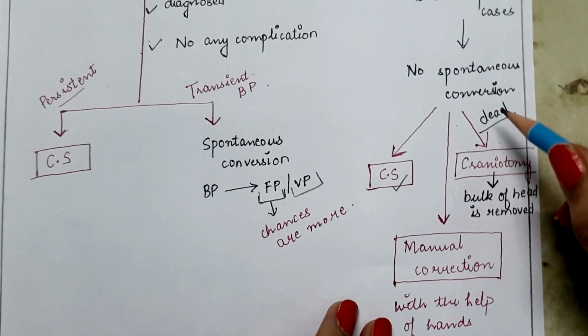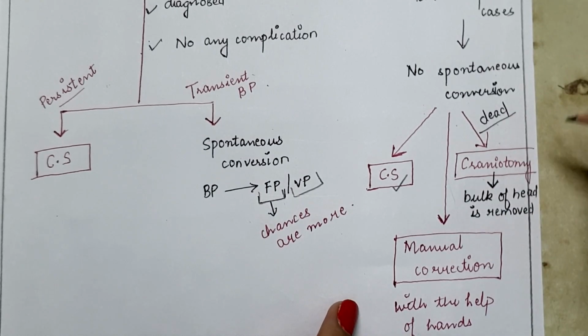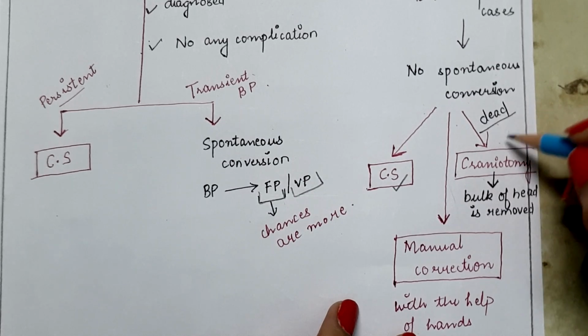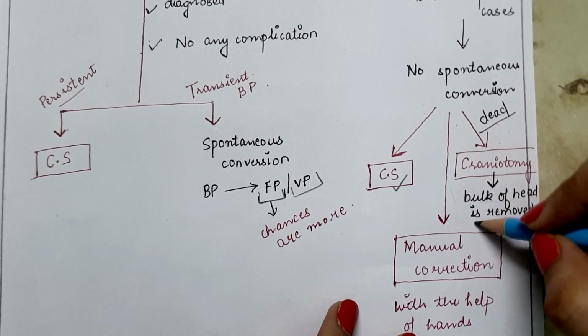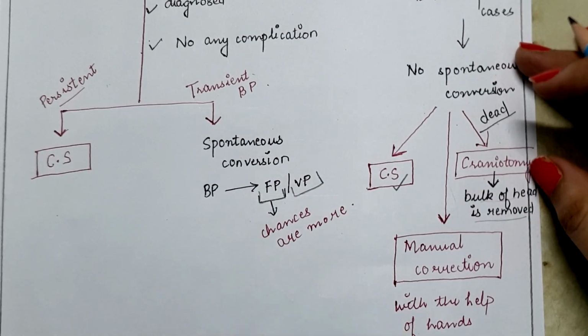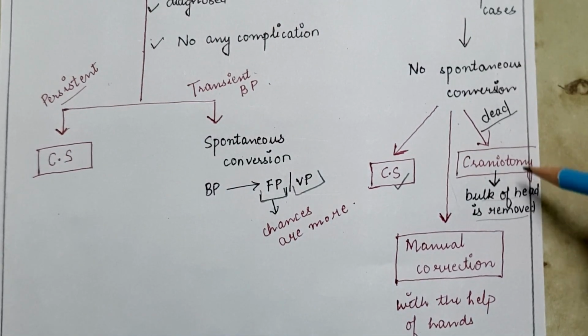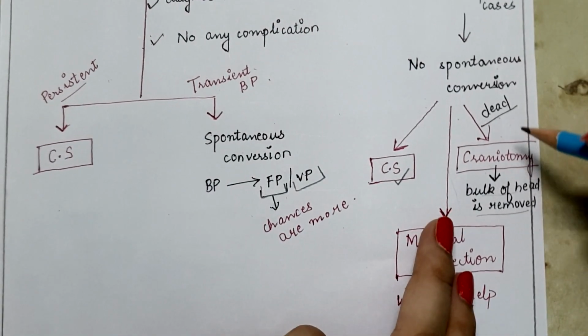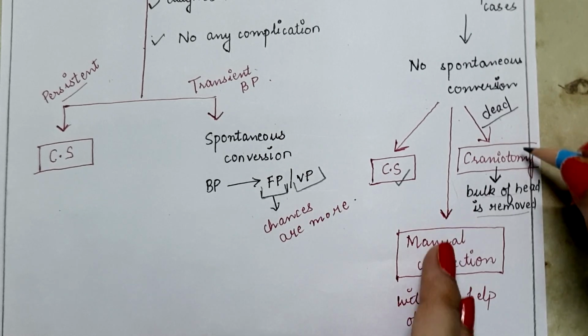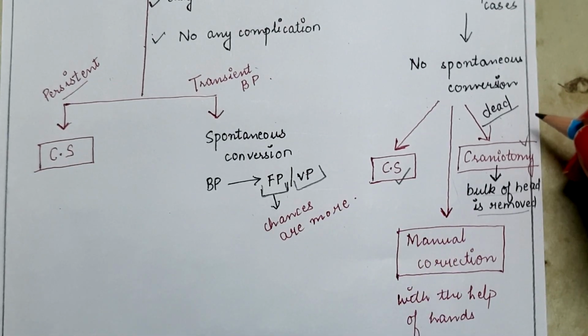If the baby is dead, in that case the incision is made on the head and the bulk of the head is removed, so that the head of the fetus is easily delivered vaginally. So that's all about the management of brow presentation.